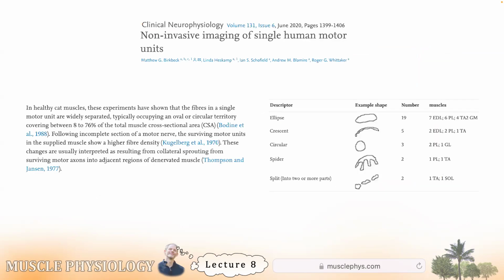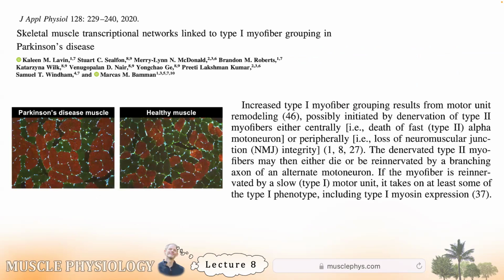But not all motor units are the same. Their range is different. Their general pattern of geography is different. On average, each one maybe covers 10%, give or take a ton, of the muscle's total cross-sectional area. It's not covering 100% of it. But when you see clumping of this kind, the kind pictured here, type 1 fiber grouping, it may be caused by conditions like Parkinson's, which can result in the denervation of type 2 fibers and then the subsequent reinnervation by the type 1s. In this case, if you read the last sentence there, the motor unit takes on at least some of the type 1 phenotype, including expression of the new myosin isoform.